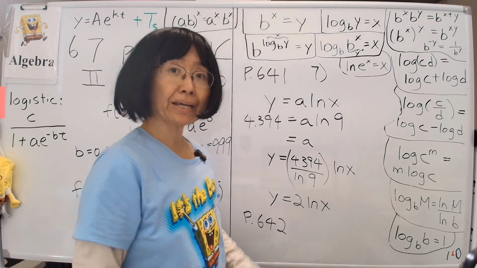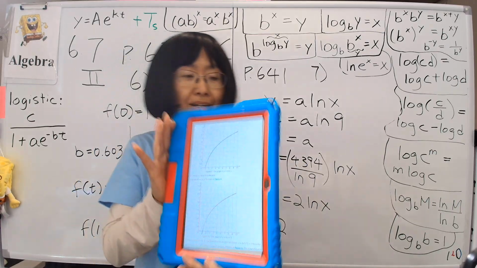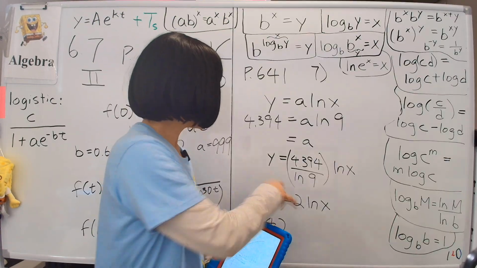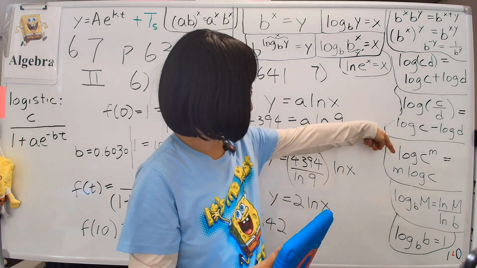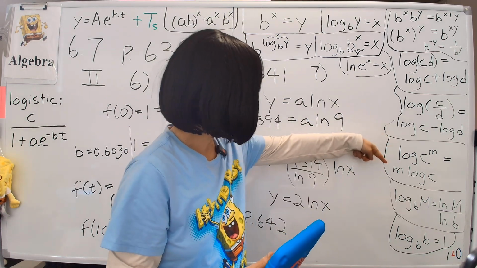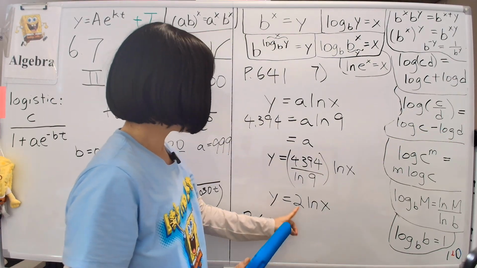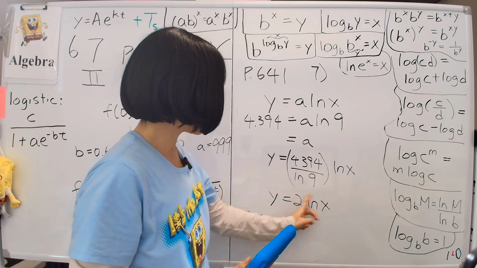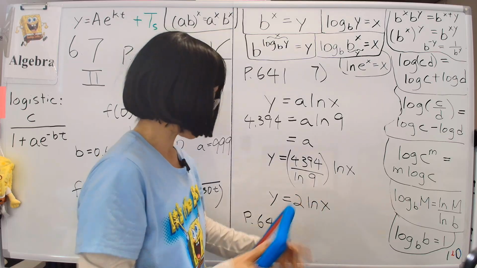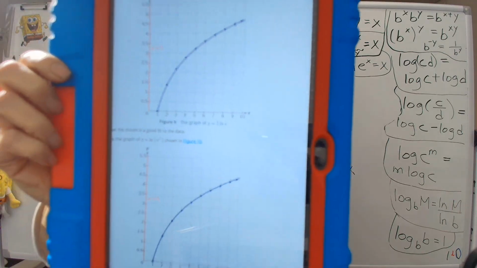Next, let's look at page 642, where the book just wants to make a quick mention. Now, y equals 2 times natural log of x, by the power rule that we mentioned, you can kick the 2 up on top here. This should be the same as y equals natural log of x squared, because the 2 can go up here if they want. They're the same thing.